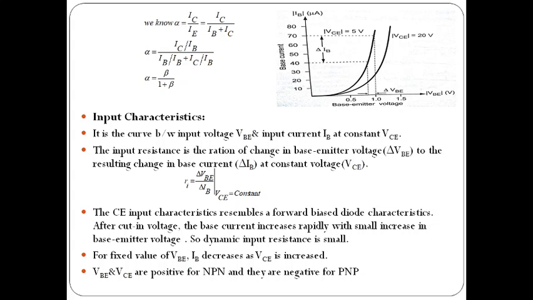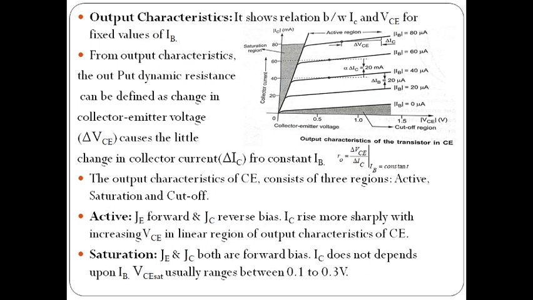For a fixed value of VBE, IB decreases as VCE is increased. And here VBE and VCE are positive for an NPN transistor and they are negative for PNP transistors. Next we'll discuss the output characteristics. It is always drawn between the output current and output voltage for a constant input current IB. So you can observe the output characteristics of the transistor in CE configuration.